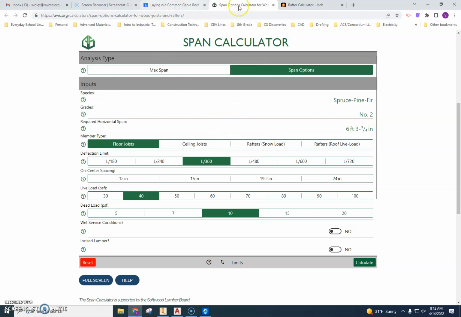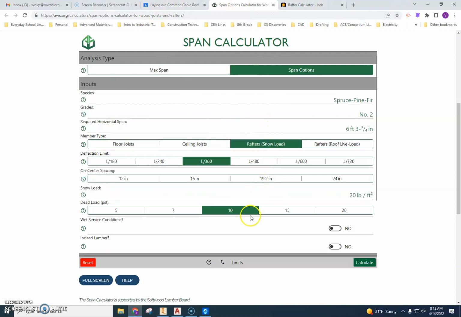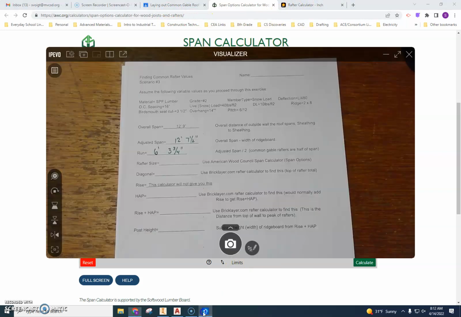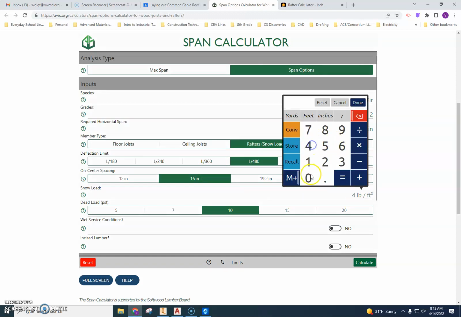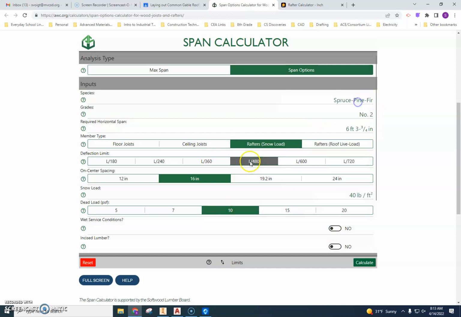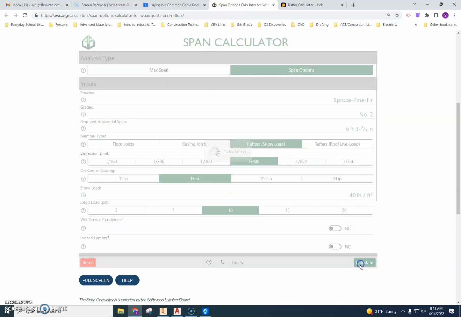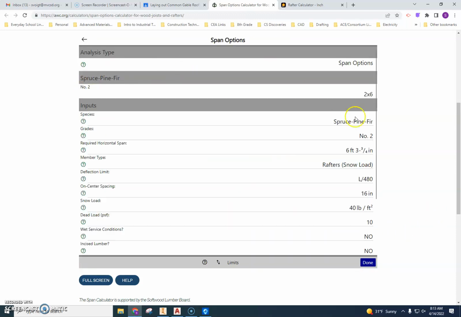So then I go back. It says rafters, snow load. So there's my snow load, L480 deflection, 16 inches spacing. And then we go 40 and 10. We did L480, 16 inches, and then we did 40 here for our live load and 10 there for our dead load. And that's all the information. It's literally just double checking and making sure you get the right information in there. And hit calculate. Here it tells you what you typed in, and then it tells you the building member you need. You need to use a 2x6.